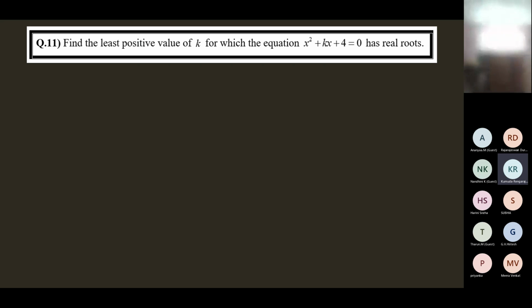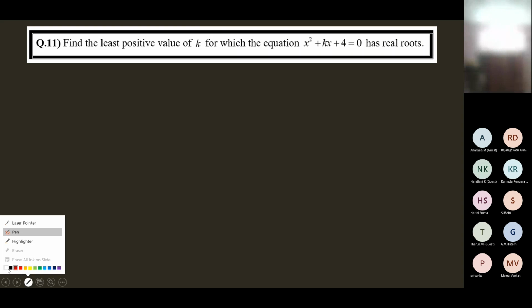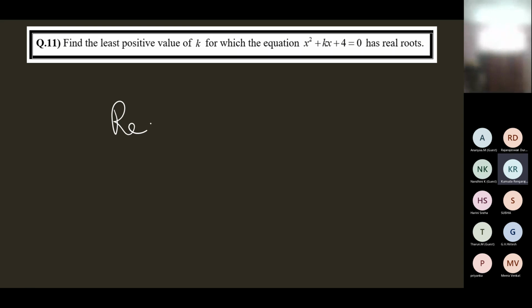So see here, quadratic equation, real roots, find k. Real roots means D is greater than or equal to 0, because real roots can be real equal or real unequal. Real roots meaning it can be real equal or real unequal.